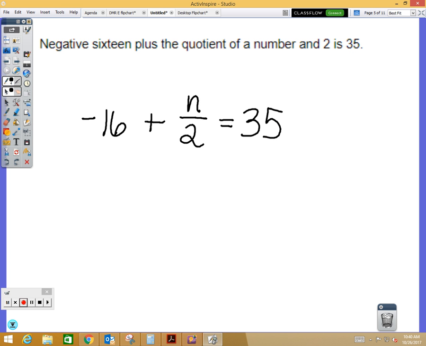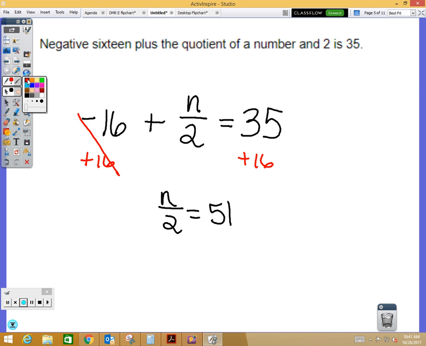What I have up here? Negative 16 plus n divided by 2 equals 35. Now what? Add 16. So that gives you n over 2 equals 19. What's your last step? You need to multiply by 2, good.